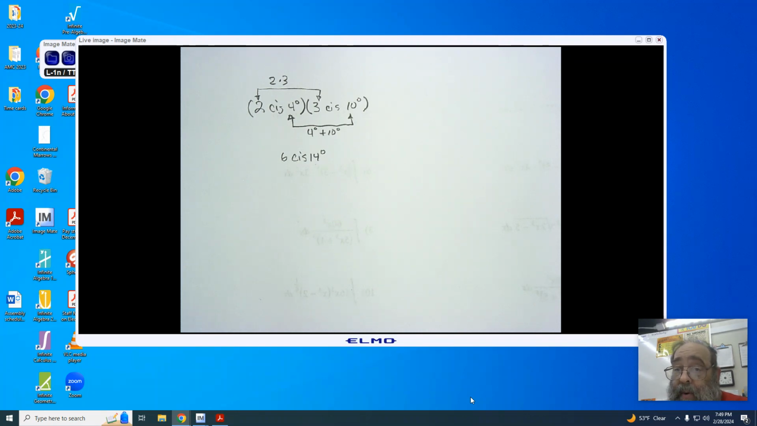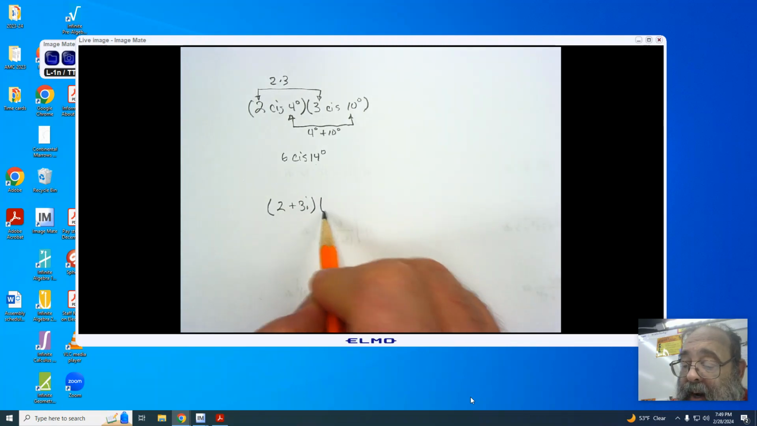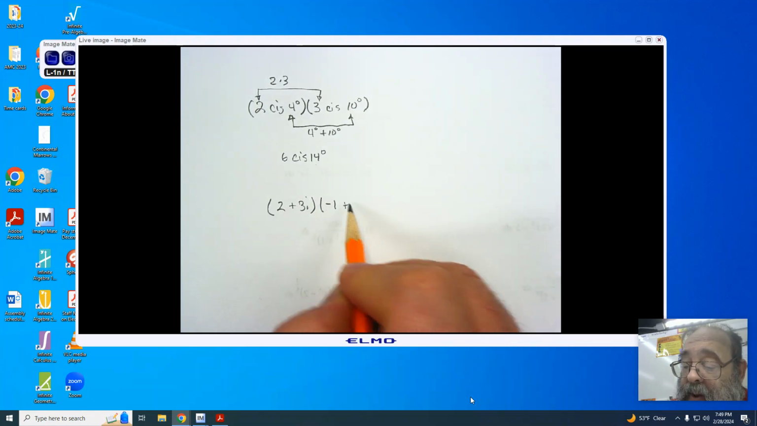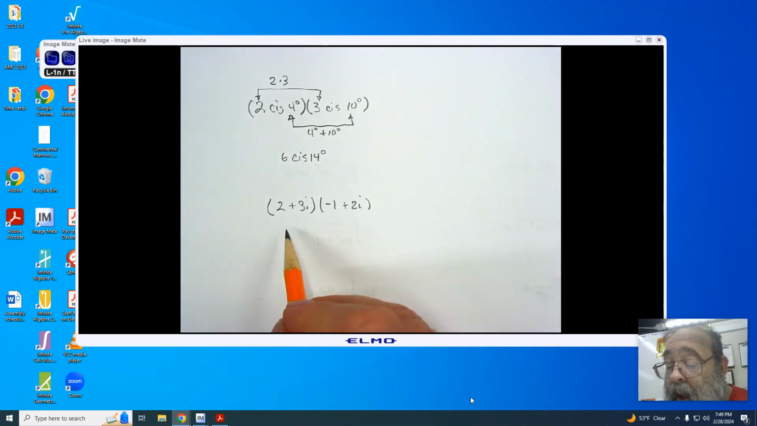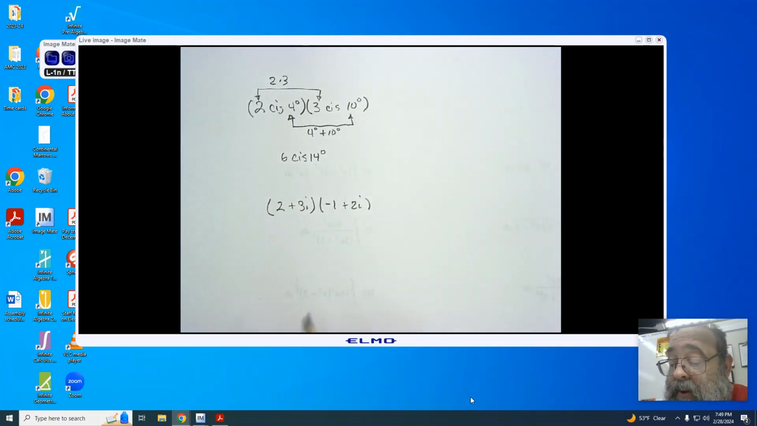After all, if we have two numbers that are already in rectangular form, we might as well just multiply them using our rectangular method. Let's remind ourselves what that might look like. If I had 2 plus 3i, and I were multiplying it by negative 1 plus 2i, I am going to simply multiply my values together, just as we've done in the past.